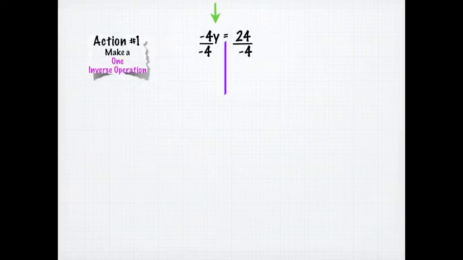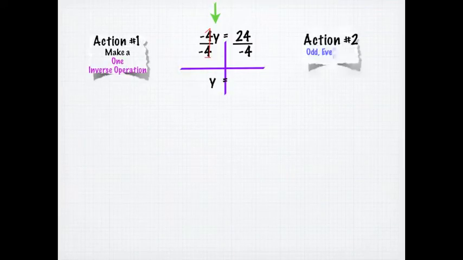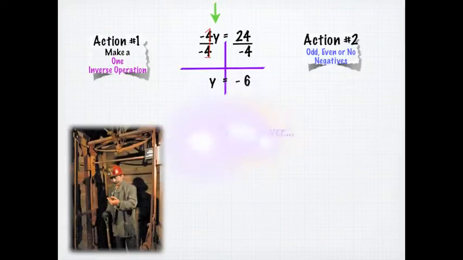Now I have a negative 4 divided by a negative 4, which equals 1, so I want you to draw a 1 over both integers. Next, draw a simplify line, and bring down the y, which is left over, and now by itself. Last, I do the second action item. I see I have an odd number of negatives, so 24 divided by negative 4 is negative 6, so y equals negative 6.